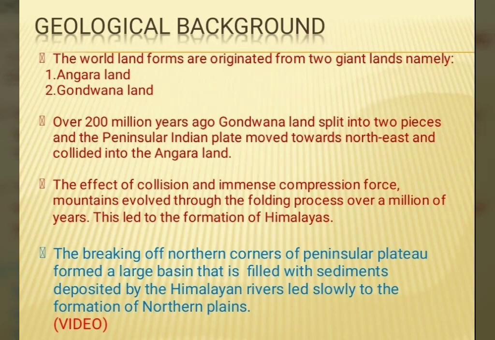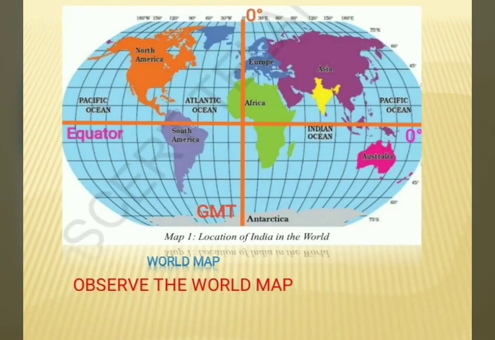As an effect of the collision and immense compression force, mountains evolved through the folding process over a million years. This led to the formation of Himalayas. The breaking of northern corners of the peninsular plateau formed a large basin that was filled with sediments deposited by the Himalayan rivers, which led slowly to the formation of northern plains.